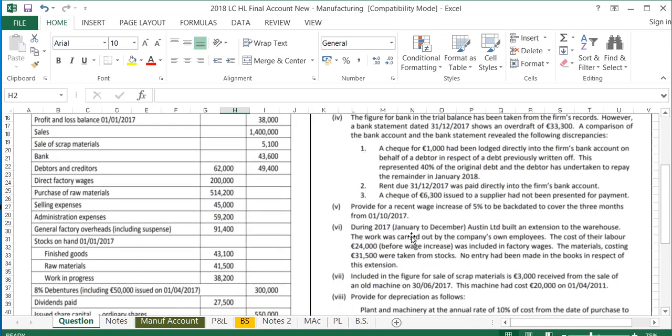Note 6 then says, during 2017, Austin Limited built an extension to the warehouse. The work was carried out by their own employees. The cost of their labour of 24,000, and that's before the wage increase, was included in factory wages. The materials costing 31,500 were taken from stock, and no entry has been made in the books. Okay, so the work that their own employees did has to come out of wages. The materials they use have to come out of purchases, and the two of them have to go into a fixed asset of buildings because they built an extension.